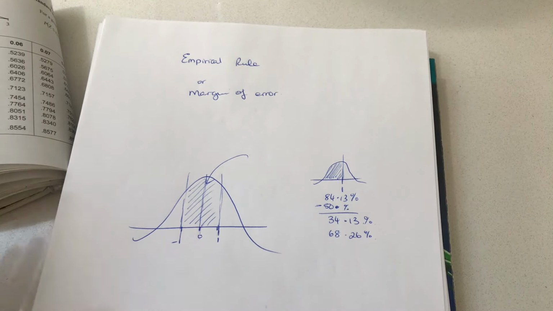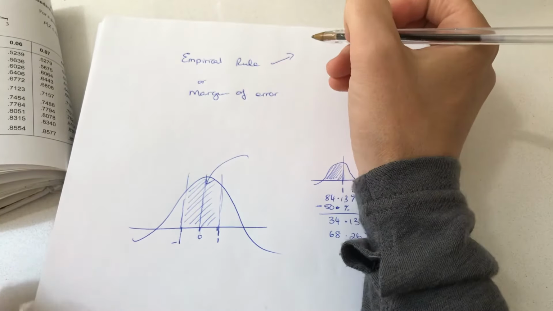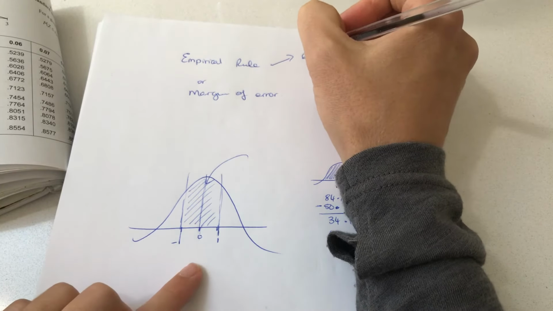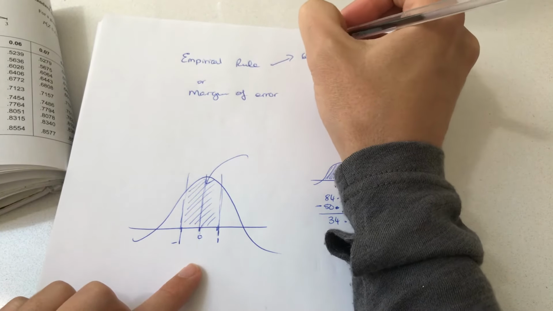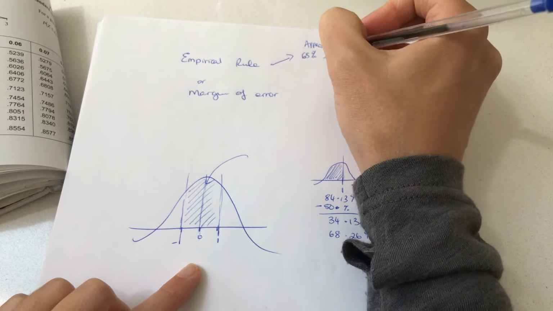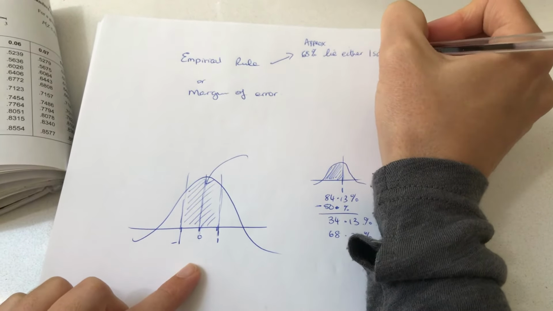That's not what they do in ordinary level. At ordinary level, they talk about the empirical rule, and they really do just learn off that 68 approximately. So they go with approx. 68% of the population lie either side of the mean, one standard deviation.